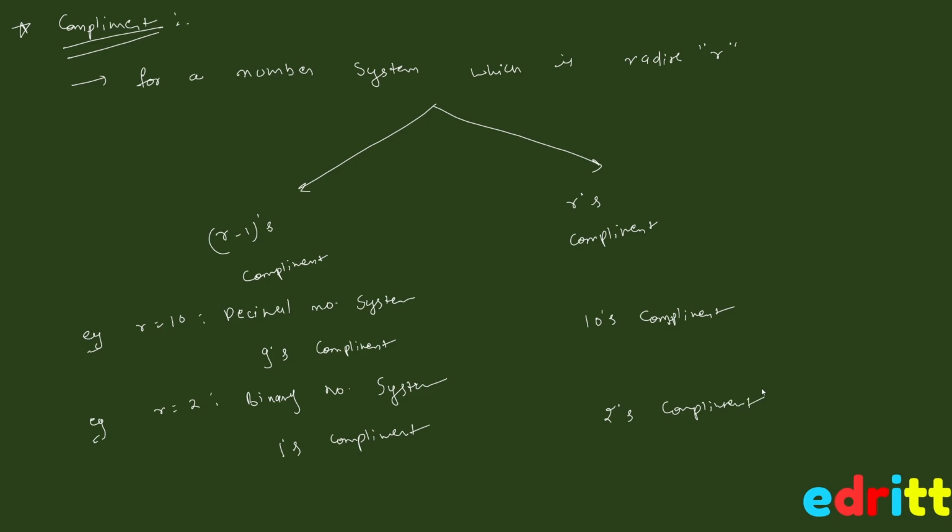Similarly, if it is the octal number system, you have 7's complement as well as 8's complement available. If it is the hexadecimal number system, we have 15's complement as well as 16's complement available, but our focus will be more on decimal and binary because they are the most important. The similar concept you can apply to octal and hexadecimal if you want. So let's try to understand this R's complement.